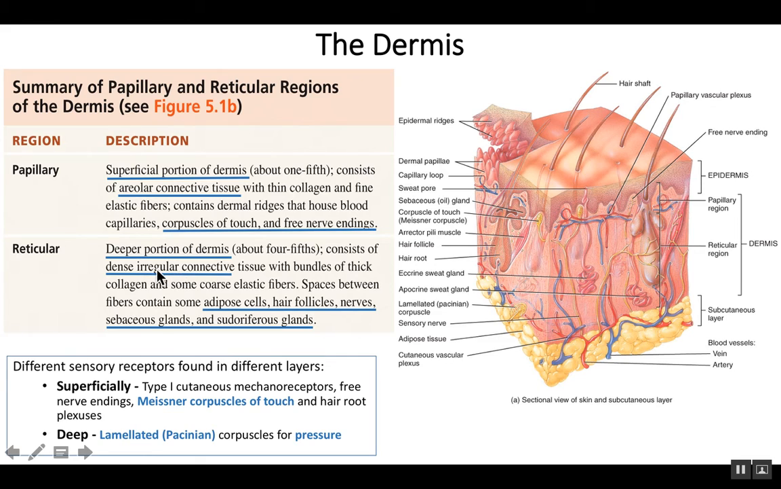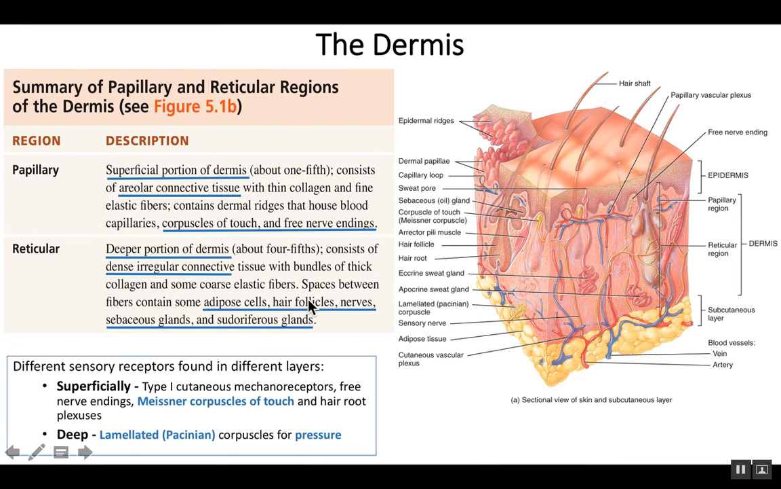So recall that dense irregular connective tissue is made up of a lot of thick bundles of collagen that kind of run in all kinds of different directions. And what that allows the skin to do is move in different directions without tearing. So it gives it a lot of strength, but strength in all directions. There's a lot of fibroblasts found in the reticular region. There tends to be more of different things like adipocytes. There might be some adipose cells.